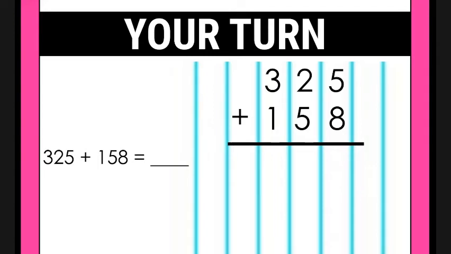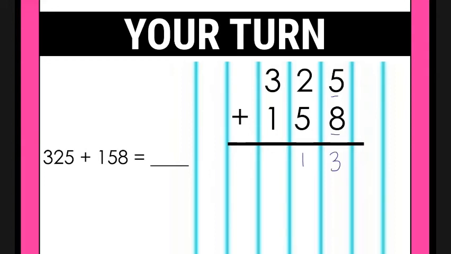Go ahead and write your problem vertically, up and down. Line up your ones, your tens, and your hundreds. Let's start in our ones. We have 5 plus 8. Write down your answer. What is 5 plus 8? Did you get 13?